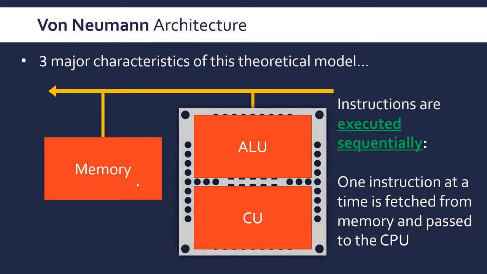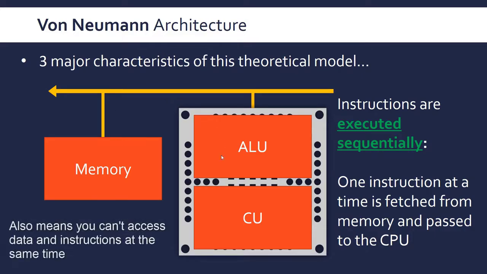In the von Neumann model architecture, instructions are executed sequentially, and this is how it works in our computers. One instruction at a time is fetched from the memory and passed to the CPU, and this means that even if your CPU is absolutely rapid and very, very fast, if the connection between the memory and the CPU, in this bus, in this wire, is very slow, you get a bottleneck, which is called a von Neumann bottleneck, and that's just an interesting feature of this architecture.